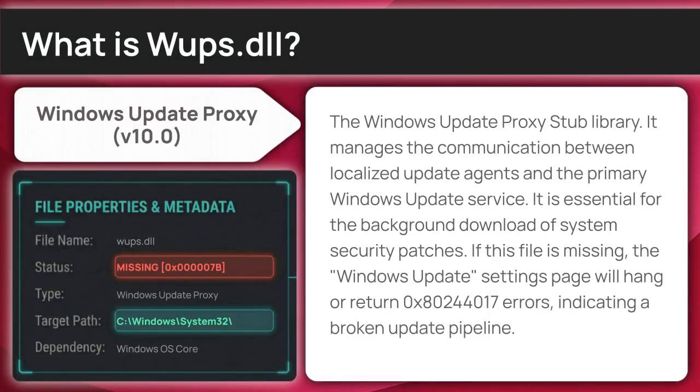This is the Windows Update Provisioning Service, the Windows Update Proxy stub library. It manages the communication between localized update agents and the primary Windows Update service. It is essential for the background download of system security patches. If this file is missing, the Windows Update settings page will hang or return 0x80244017 errors, indicating a broken update pipeline.